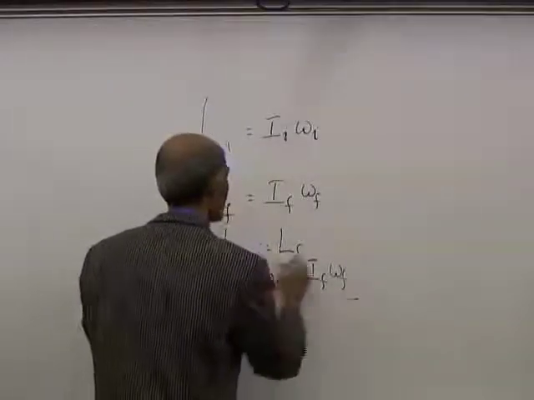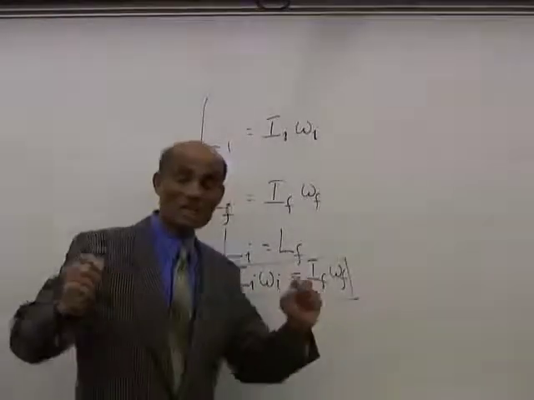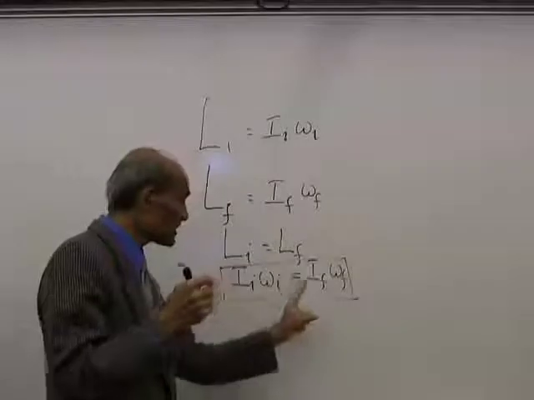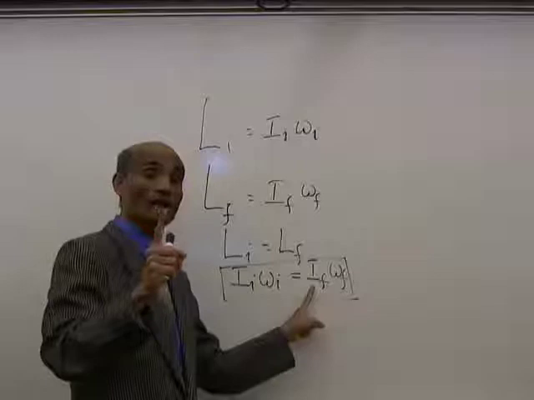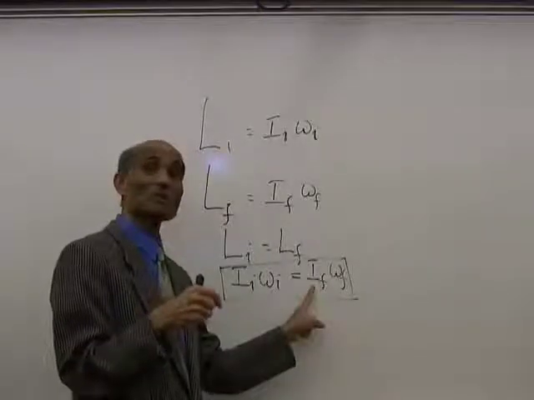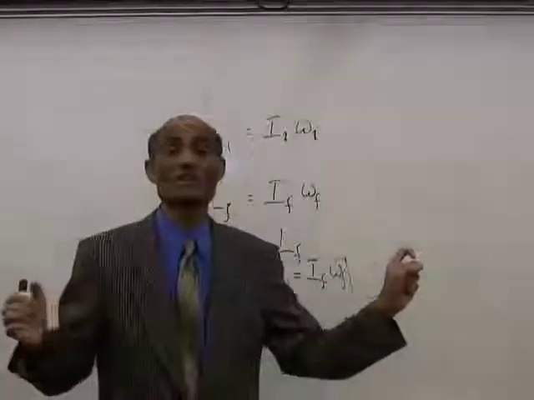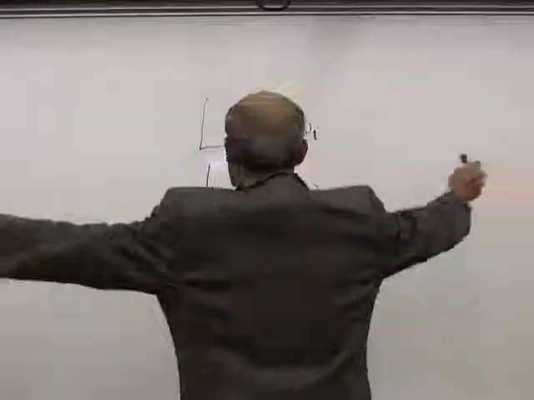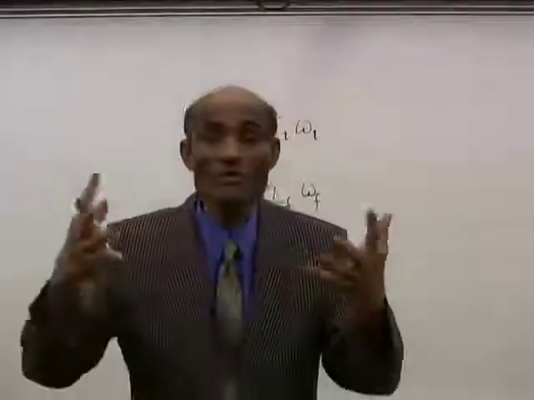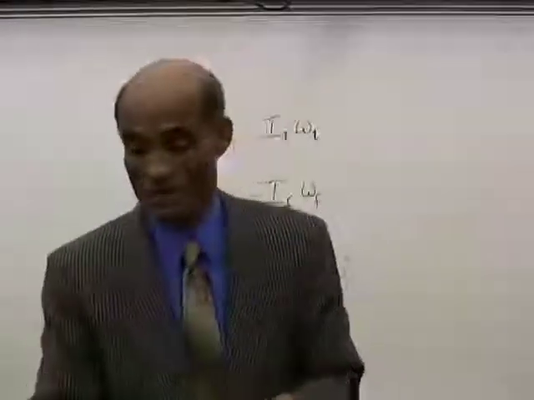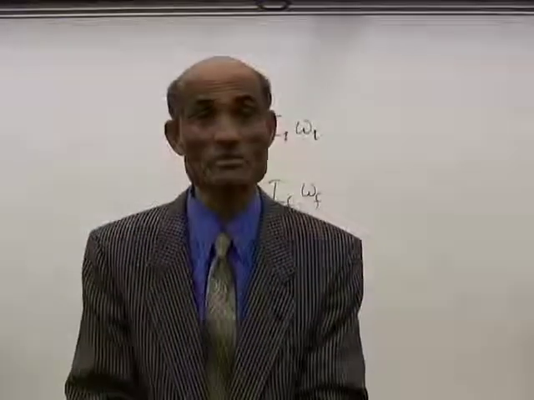Now this is very significant, because when I bring my arms closer, my moment of inertia IF becomes smaller, and in order that the angular momentum may be conserved, my angular velocity must increase. So if I start off like this, when I bring my arms in, I go very fast. And that is what the skaters actually practice. So conservation of angular momentum has great applications.